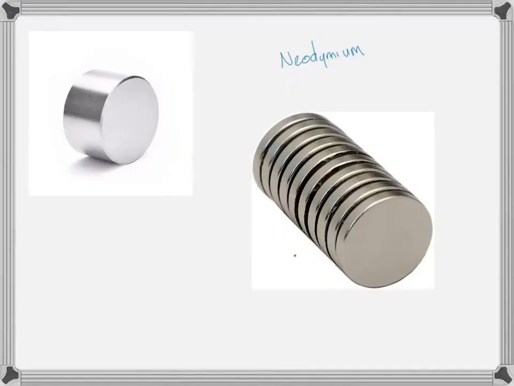And the neodymium also has poles, but the neodymiums are a little bit more complicated. We don't need to get into the details, but it might be that we've got a north pole on one side and a south pole on the other side, or it might be that you've got a north pole on top and a south pole on the bottom, and those are what are called dipole magnets. So these are dipole magnets.